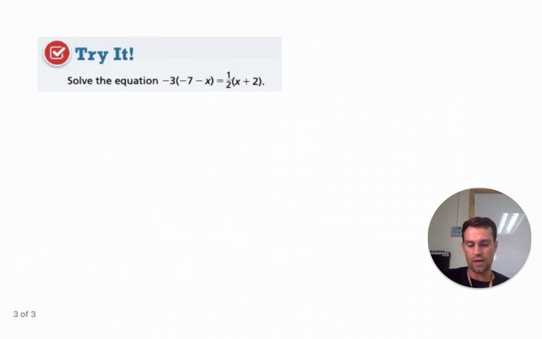All right, go ahead and try this one on your own. And the answer is x is equal to negative 8.